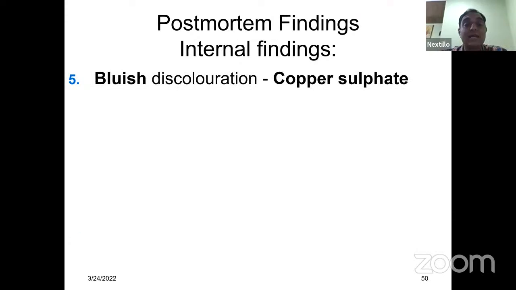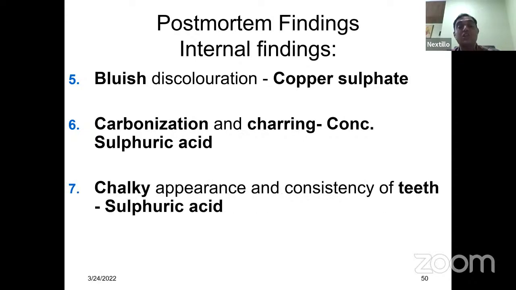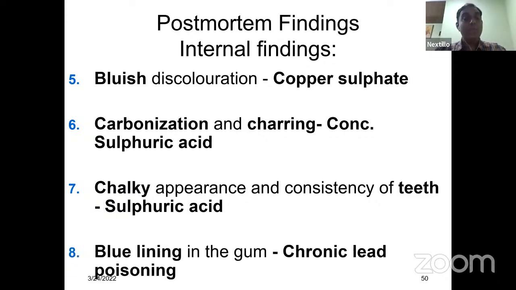Bluish discoloration is most commonly seen with copper sulfate and in industrial chemical exposures. Carbonization and charring are seen with concentrated sulfuric acid. A chalky appearance of the teeth is commonly seen in sulfuric acid poisoning. A blue line of the gum may be seen in chronic, late poisoning.